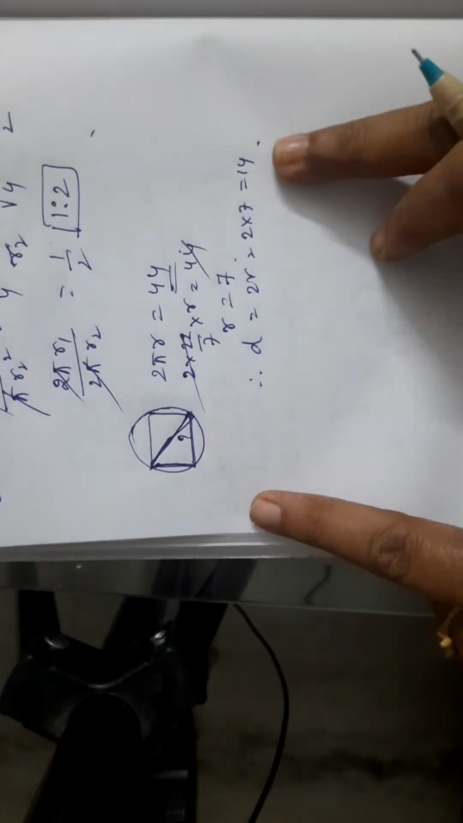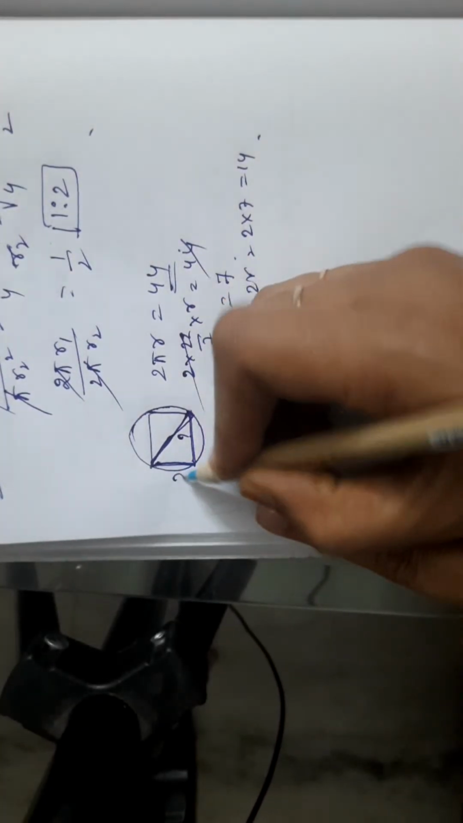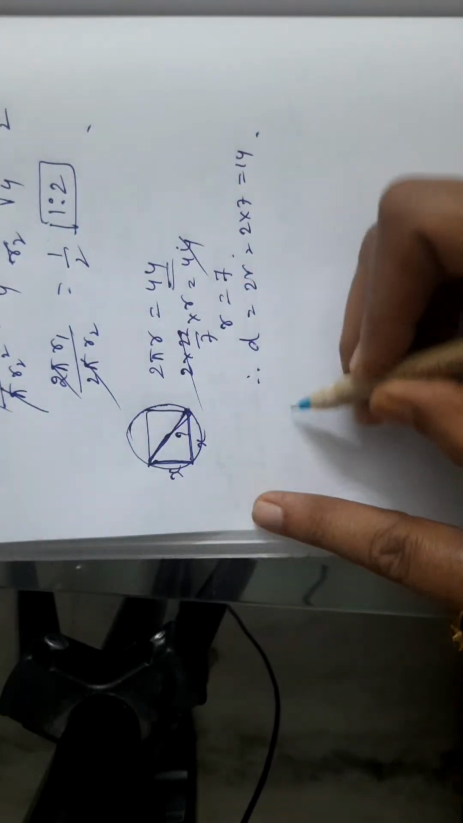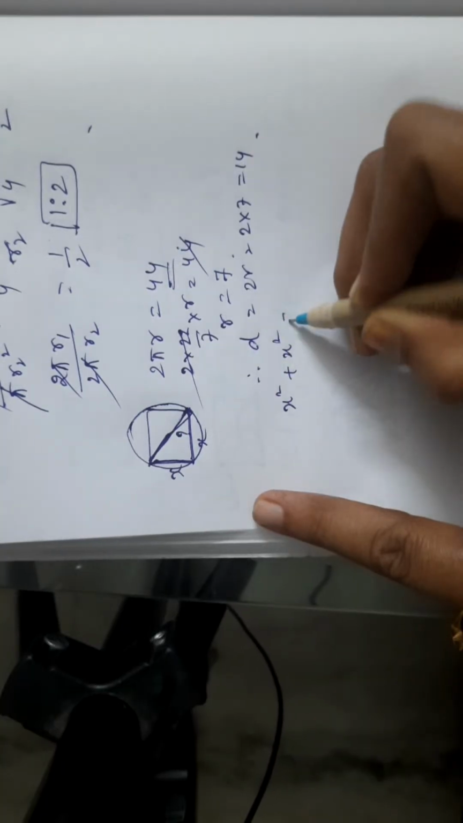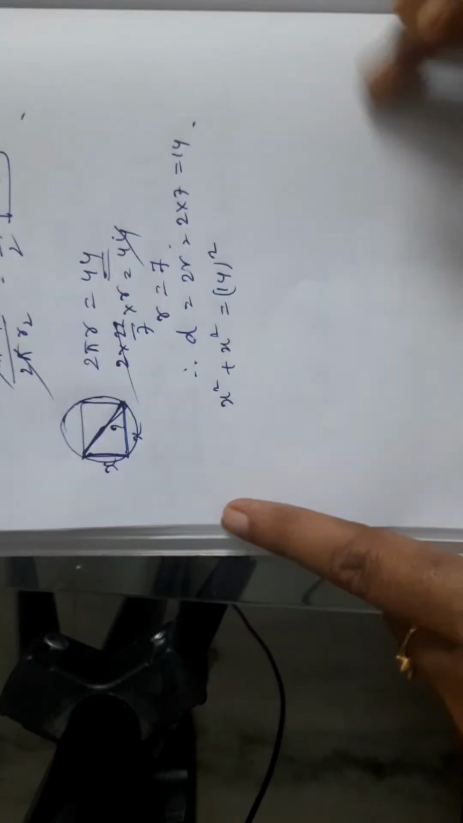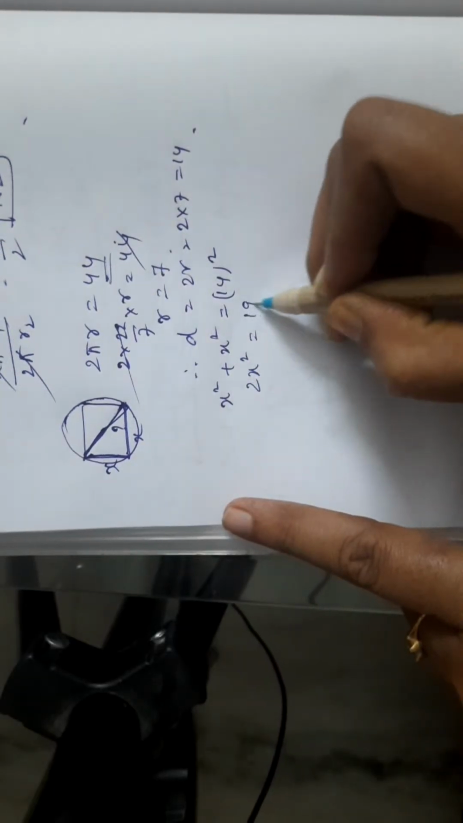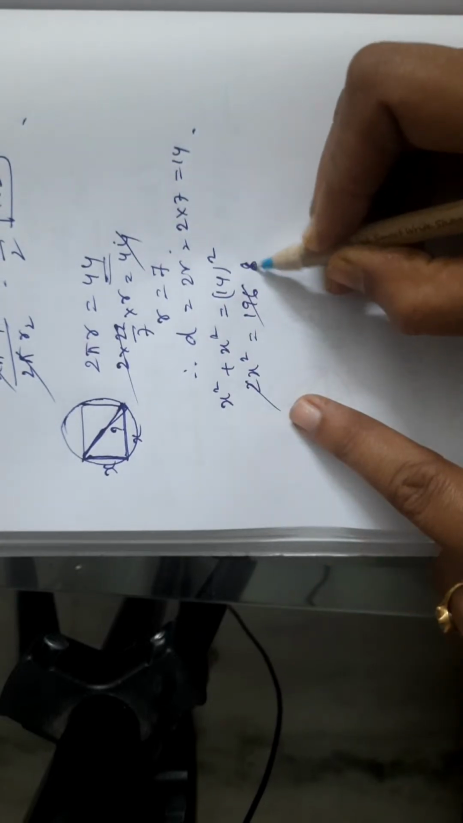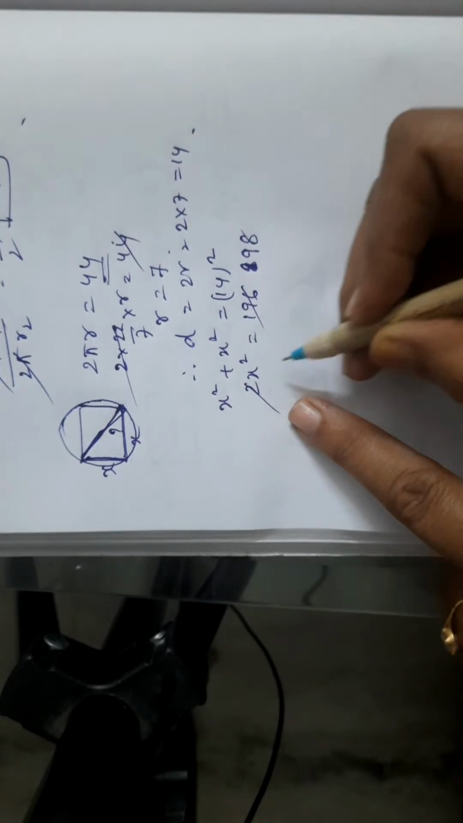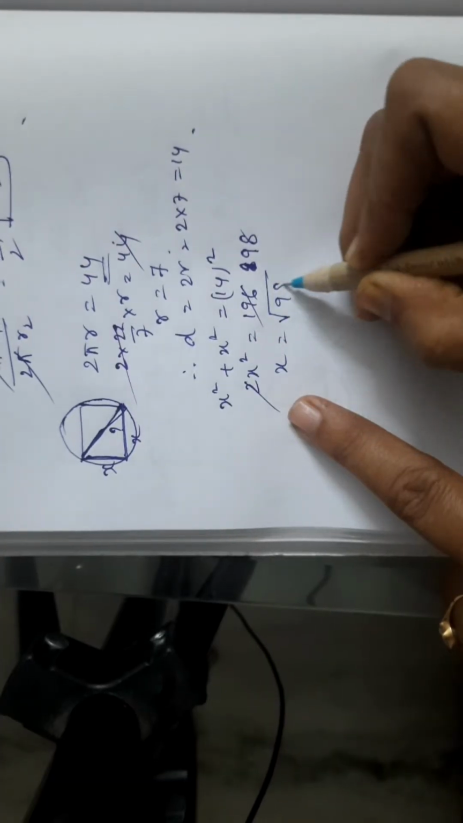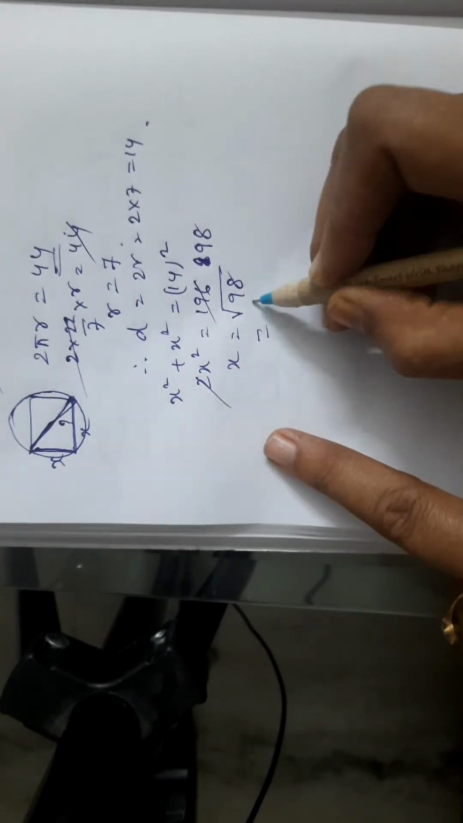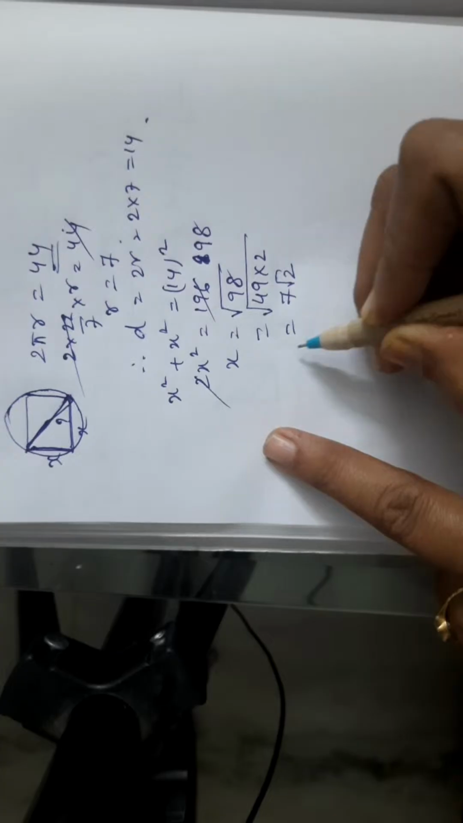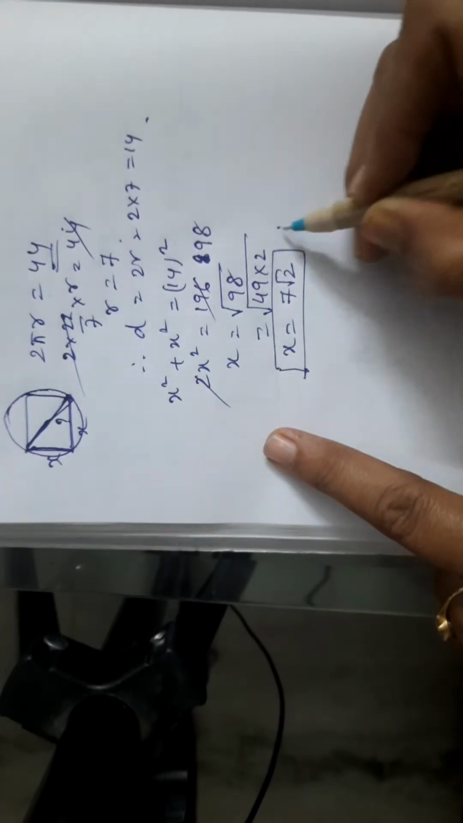After getting the value of the diameter, we can consider the side of the square to be x. By Pythagoras theorem, we can find the side. x square plus x square is equal to 14 square. 2x square is 196. Cancel with 2. 2 9s are 18, 2 8s are 16. So x is root over 98. 98 we can write as 49 2s, so it's 7 root 2. That is the side of the square.